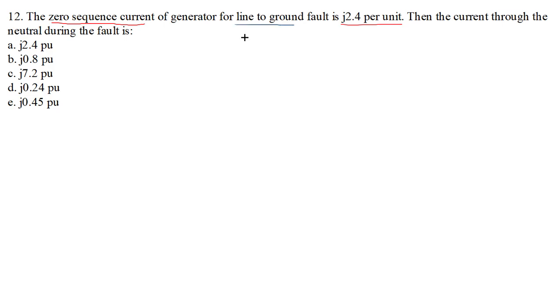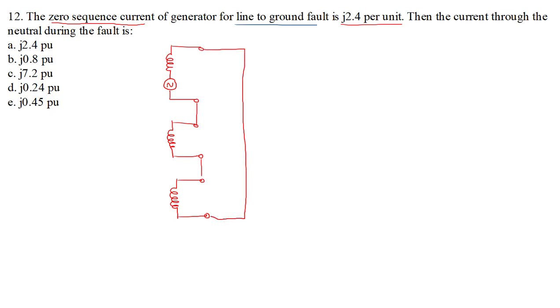Now we are aware that for line to ground fault all the three sequence networks are connected in series. So if this is the positive sequence network, then negative sequence network and zero sequence network, all these three networks are connected in series like this. If we assume a dead short circuit, because fault impedance is not mentioned, then it will be connected directly as a short circuit here.